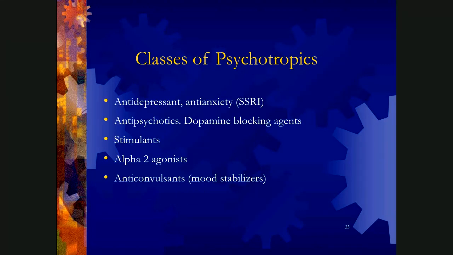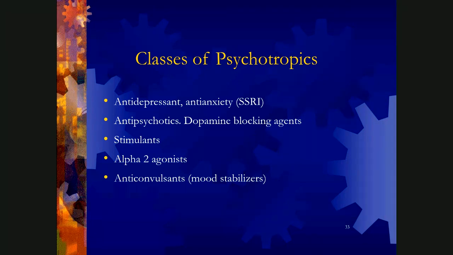So the classes of psychotropics that we use with autism are, the first class is the class of antidepressants. They're also anti-anxiety, and some of you have heard the word SSRI, which is Serotonin Selective Reuptake Inhibitor. This is one class of medications. The other class is the antipsychotics, or we call them dopamine blocking agents.